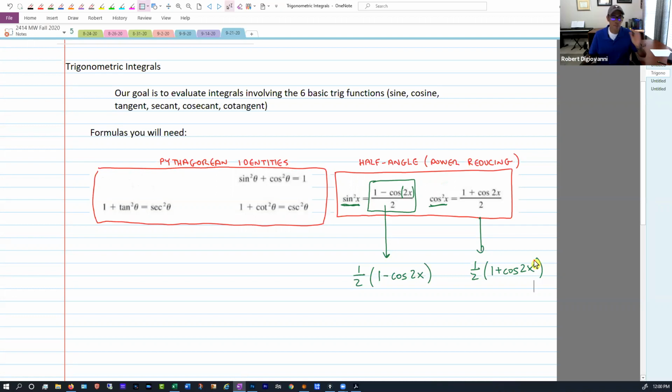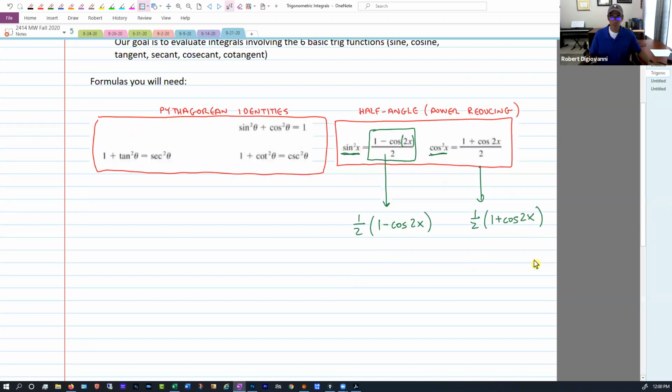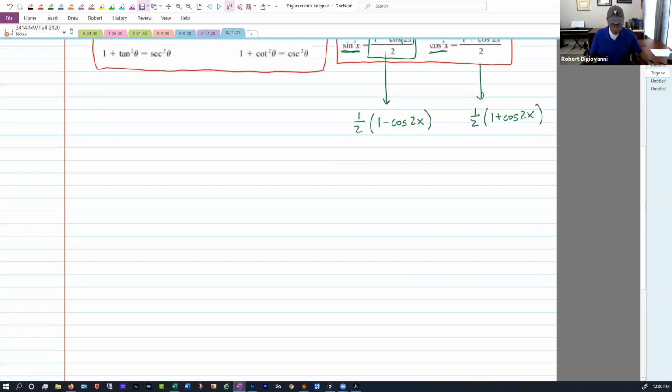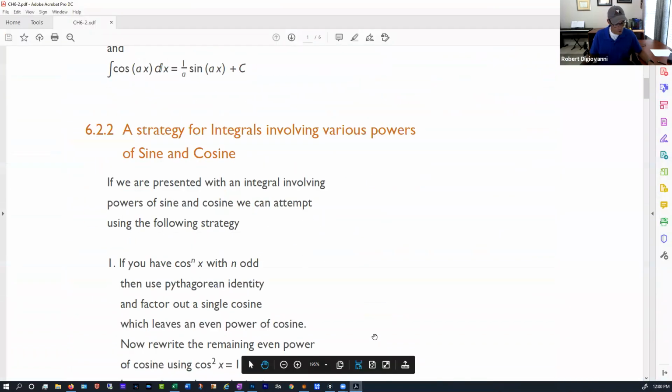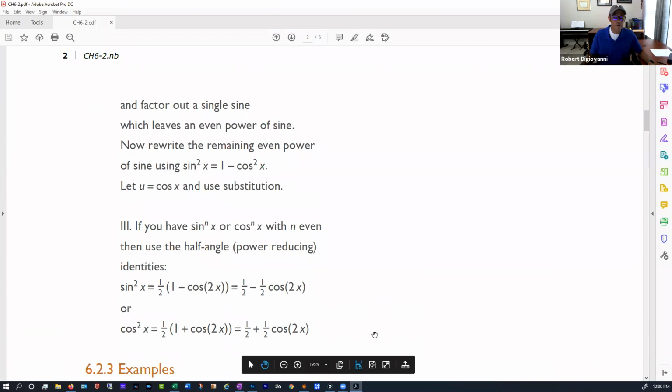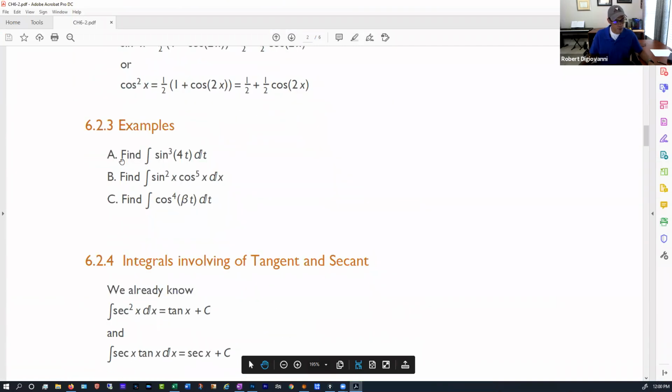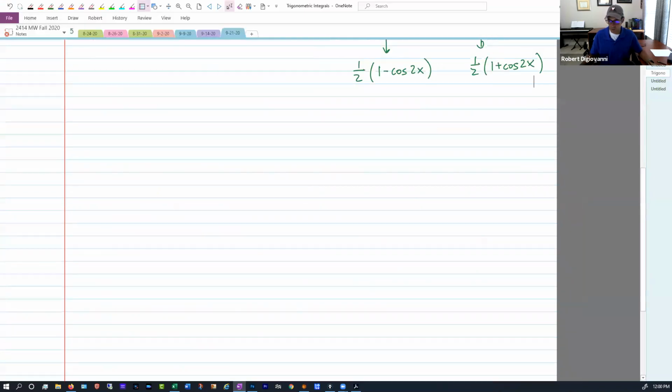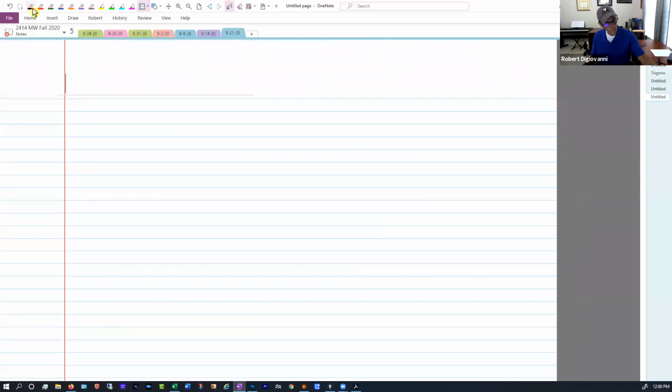All right, so the best way to do these is just to do some examples. So that's what I'm going to do. I'm going to bring up our first example, and then we are going to refer back to the steps. So we're going to do sine cubed of 4t. I'm going to start a new page here. What is the antiderivative of sine cubed of 4t? I'm using t instead of x.